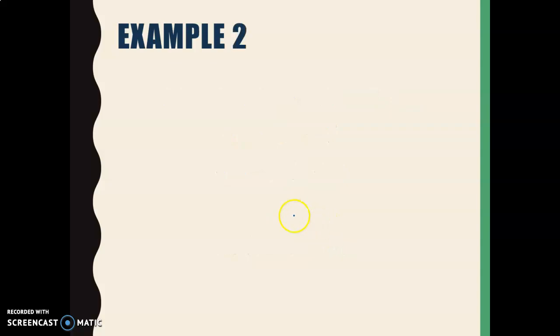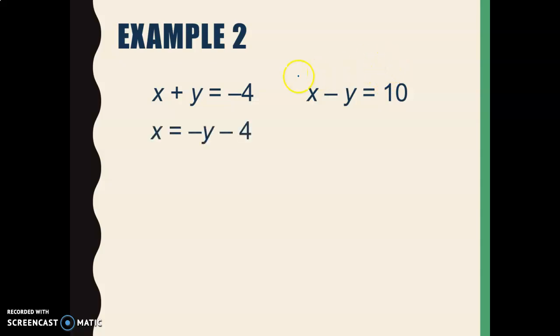All right, let's try a second example. I'm actually going to go through this one maybe a little bit quicker so we can get to our steps here. We've got x plus y equals negative 4 and x minus y equals 10. Now, in these equations, I don't have one yet that's solved for x or y, so I need to choose one and solve for either x or y. And I'm going to do this first one, solving for x.